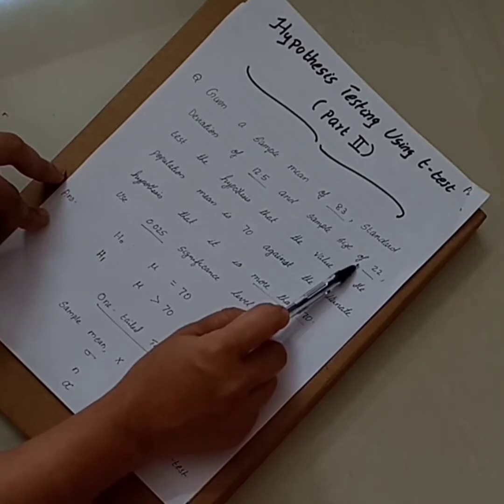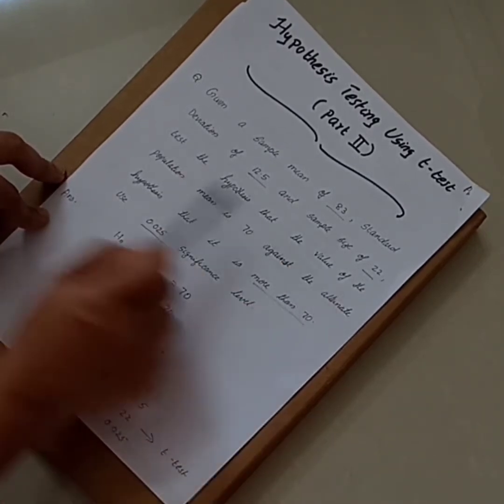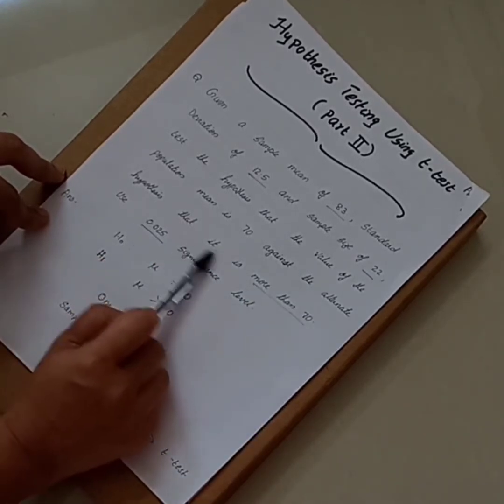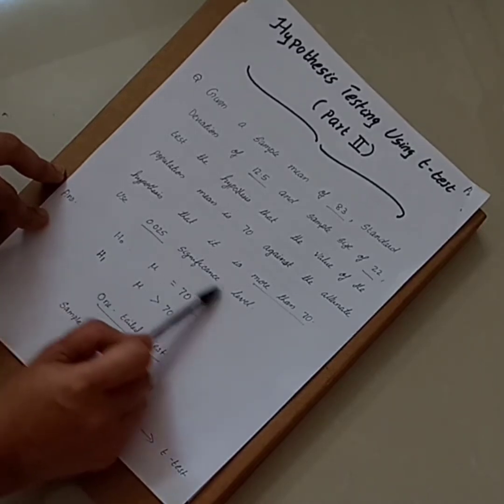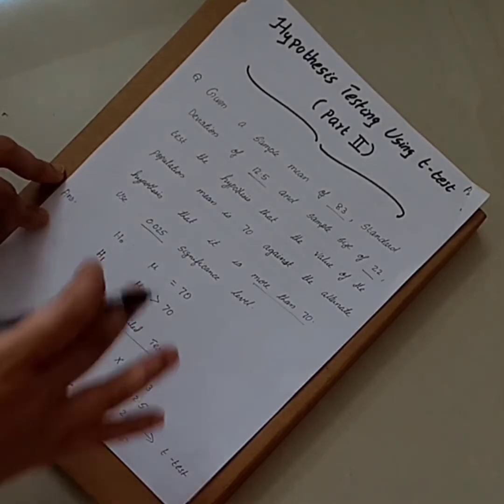Test the hypothesis that the value of the population mean is 70 against the alternate hypothesis that it is more than 70. Use the 0.05 significance level. In this particular question everything is directly given. We need not actually search for it.